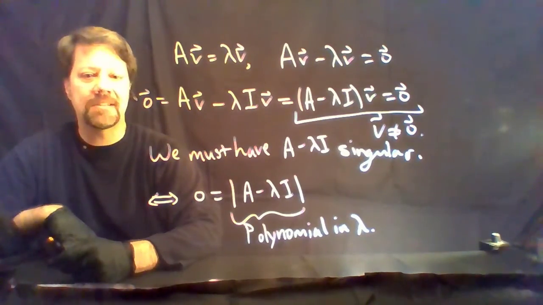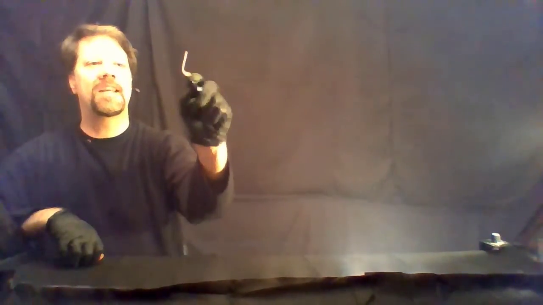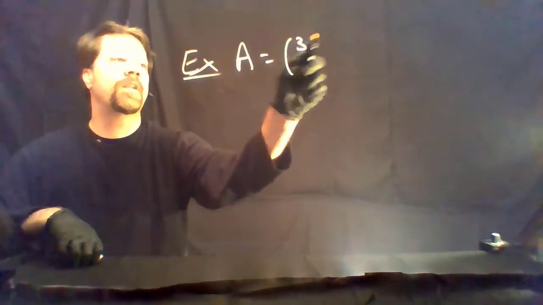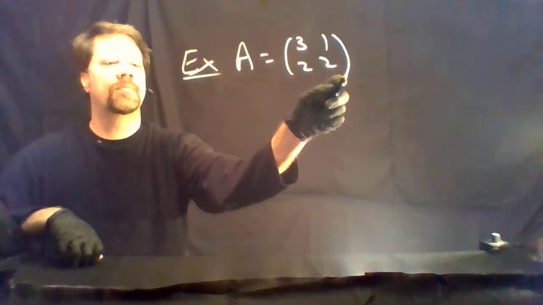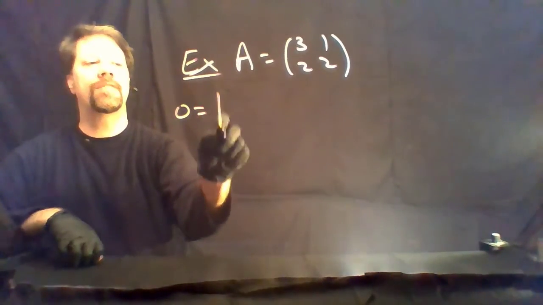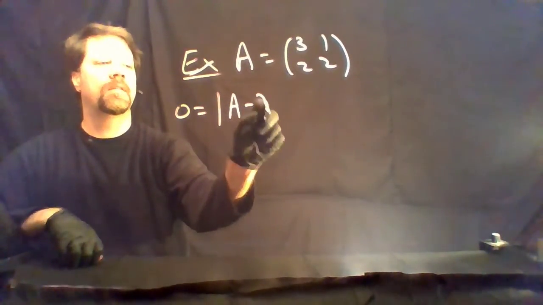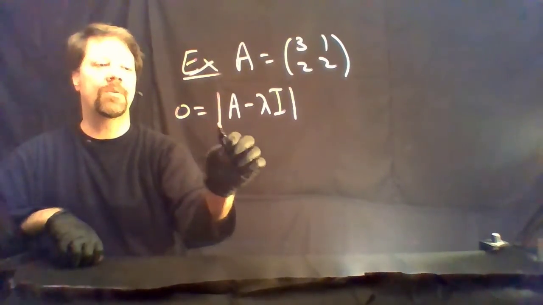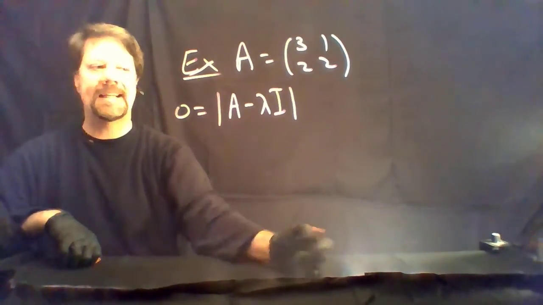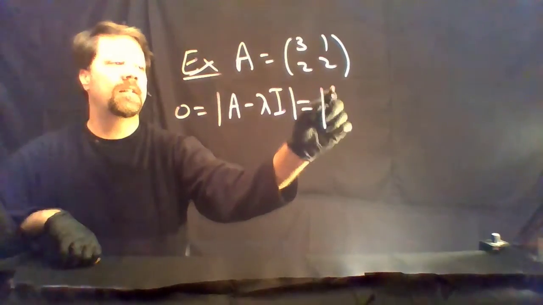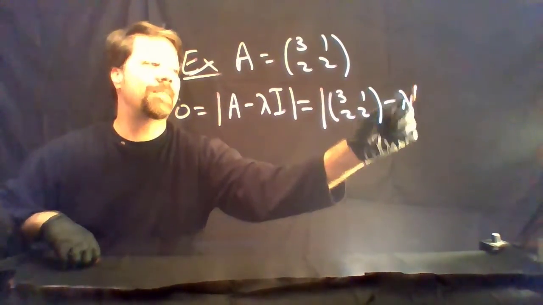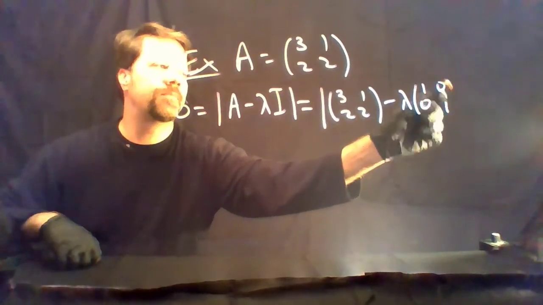and they can be complex. For example, suppose my matrix is 3, 1, 2, 2. I need to solve the system. We need to solve the equation 0 equals the determinant of A minus lambda I. That's the determinant of the matrix 3, 1, 2, 2 minus lambda times the matrix 1, 0, 0, 1.